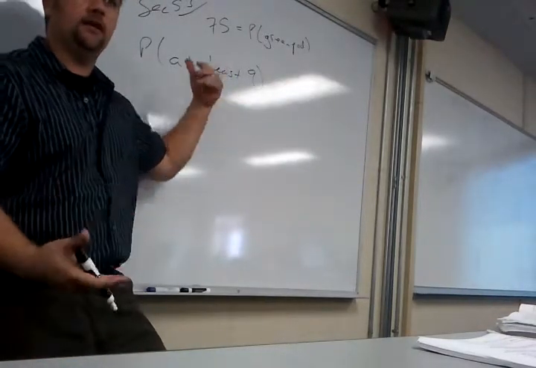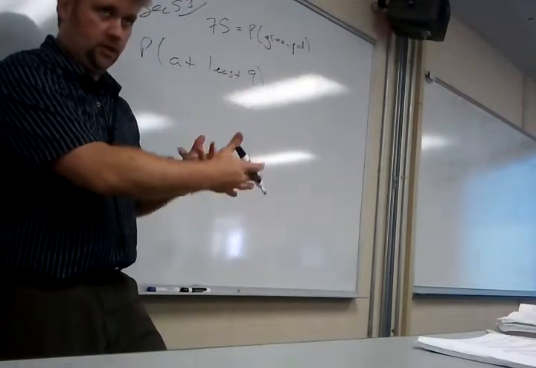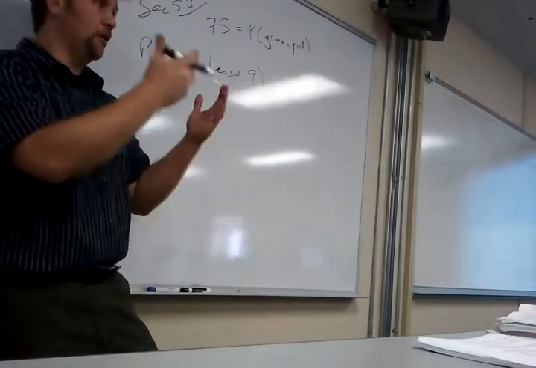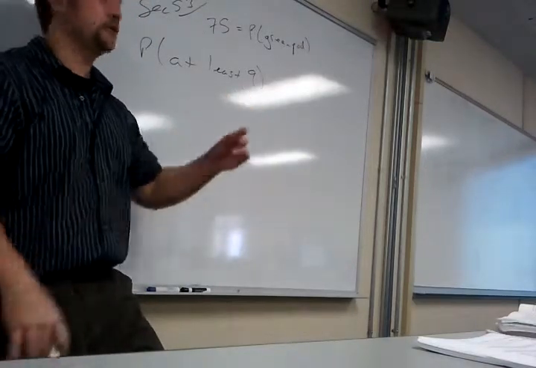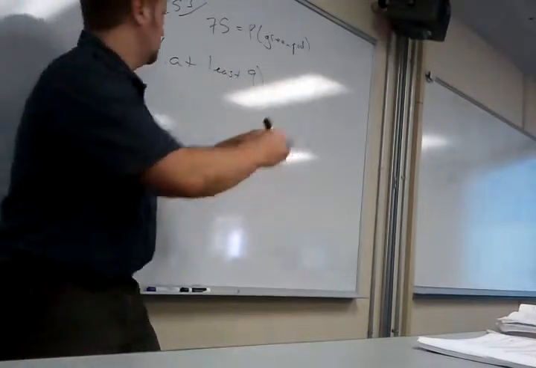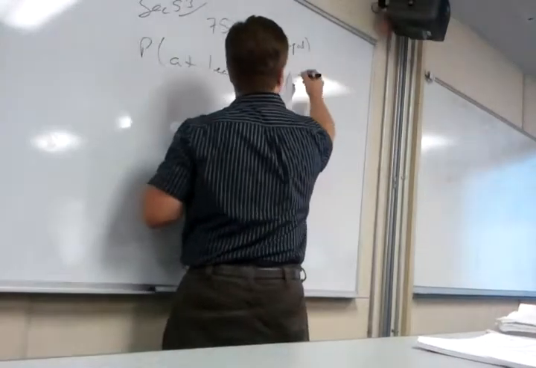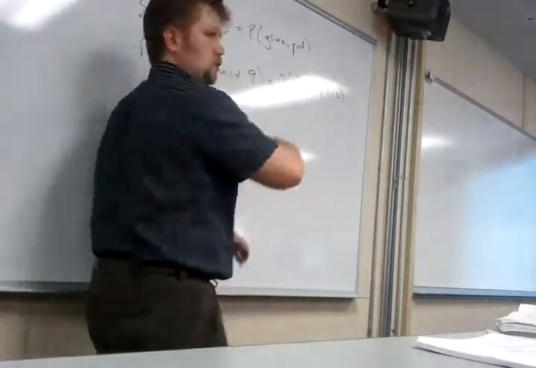And what does at least 9 mean? It could be 10 or 9, right? So you've got to do both probabilities. It's an or. There's kind of an inherent or in here, isn't there? At least 9 is 9 or 10. So I have to add those two probabilities, right?